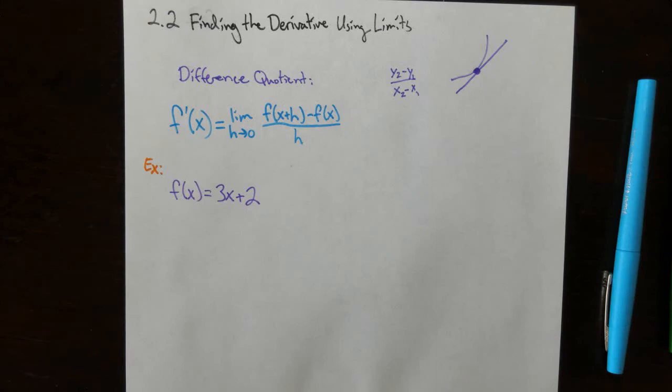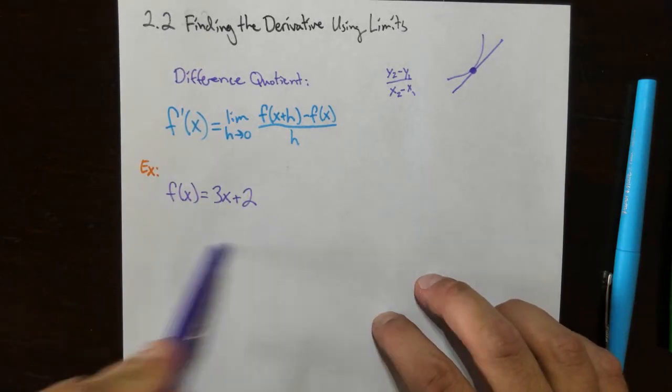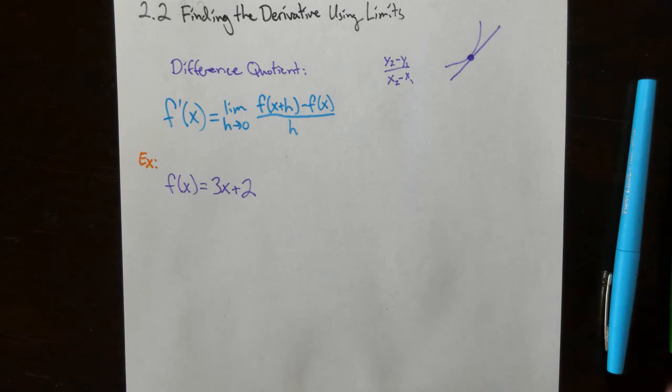So we're going to use the difference quotient to find the derivative of f of x equals 3x plus 2. And this is exciting because this is the first bit of calculus we've actually done up until this point in our calc class.